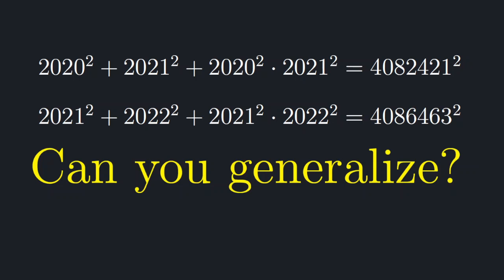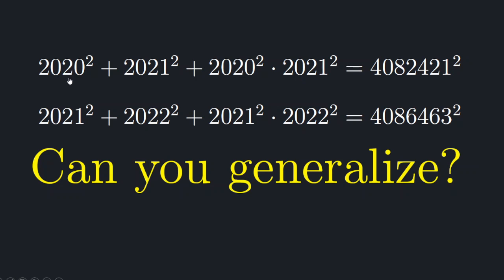In this question, we are given two identities of whole numbers. We are required to generalize the two identities. Now let's look at the identities in some details. The first identity is about the number 2020.